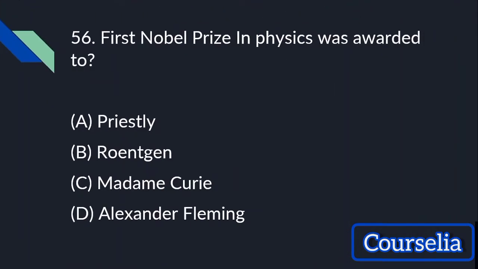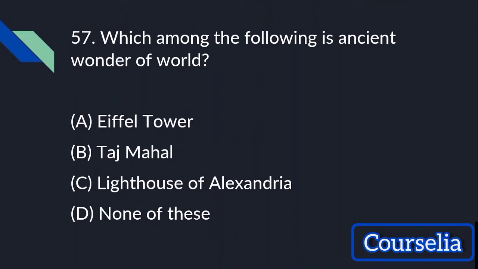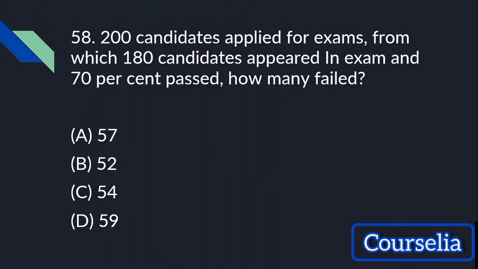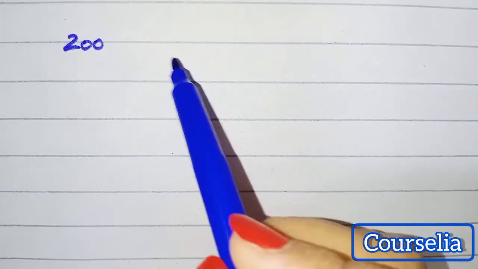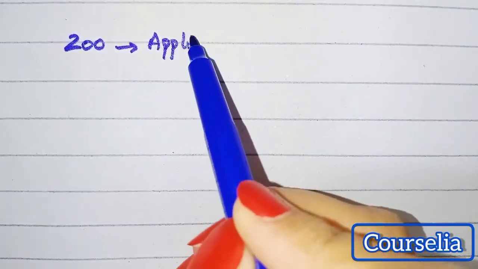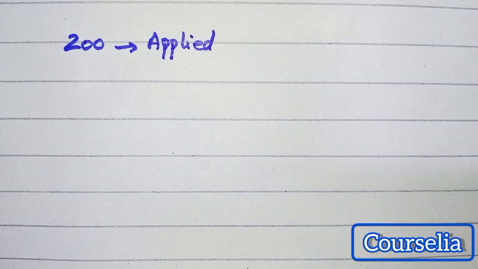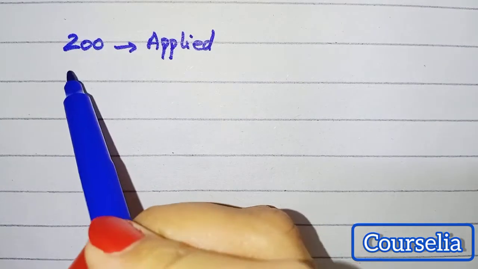First Nobel Prize in Physics was awarded to Roentgen for his discovery of X-rays. Which among the following is ancient wonder of the world? Eiffel Tower, Taj Mahal, Lighthouse of Alexandria, or none of these? Lighthouse of Alexandria. Let's solve this question. The question says 200 candidates applied for exam, from which 180 candidates appeared in exam.